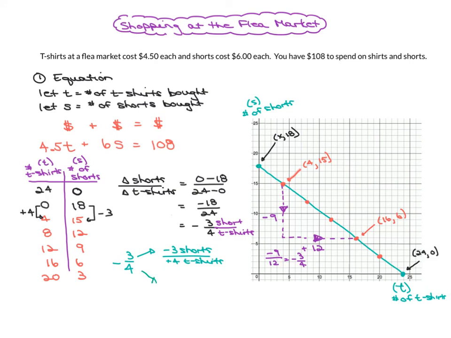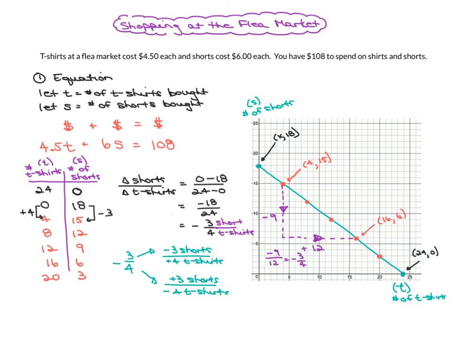Another way I could think about it is +3 shorts over -4 t-shirts. And for this case, if you buy 3 more shorts, then you're going to have to buy 4 fewer t-shirts. So this negative slope is really showing us this give and take of the number of shorts you buy to the number of t-shirts you buy so that you maintain this constant amount of money that you're allowed to spend, $108.